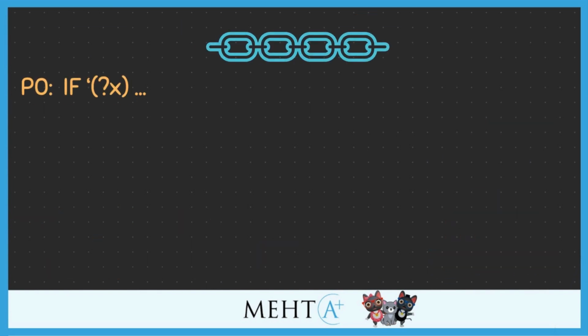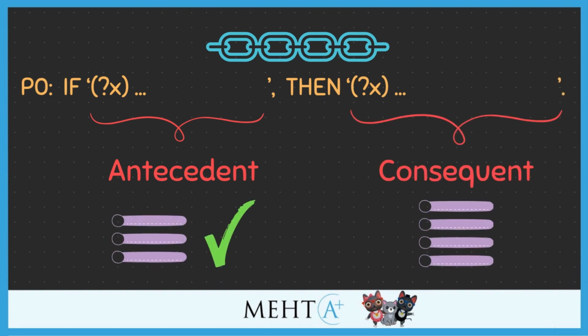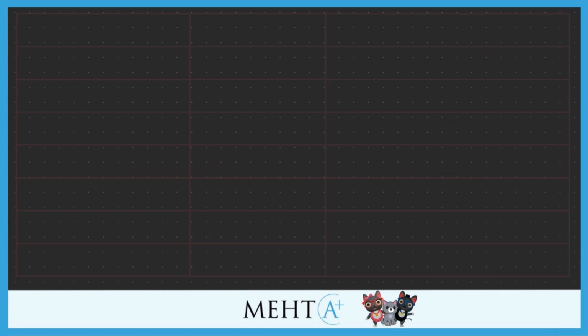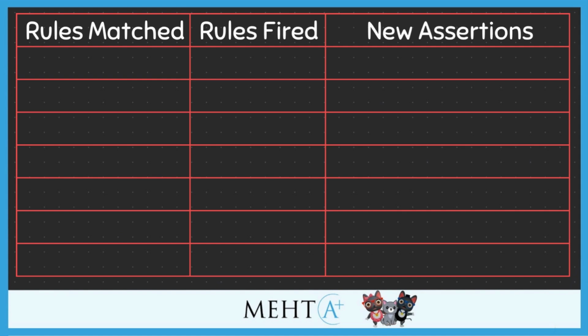Now remember, in forward chaining, if the rule's antecedents are supported, we assert the consequent. So let's create a table to help us out with forward chaining. Our table will have 3 columns: rules matched, rules fired, and new assertions.